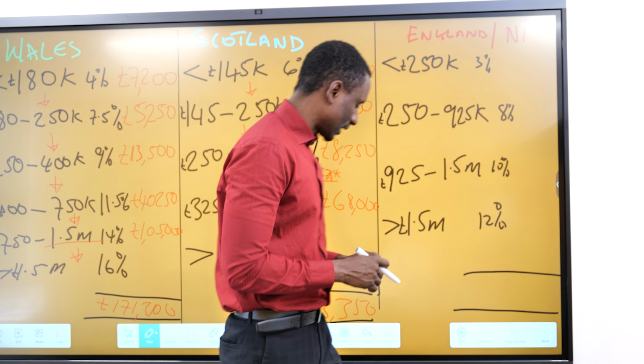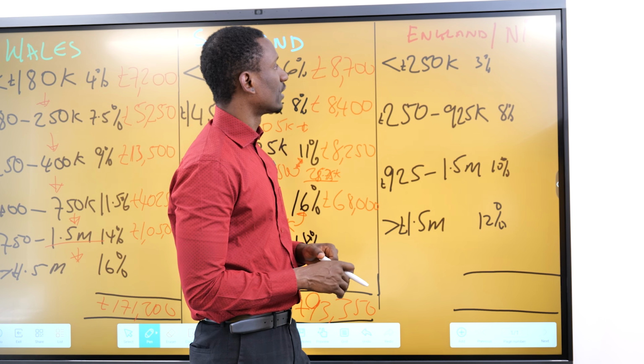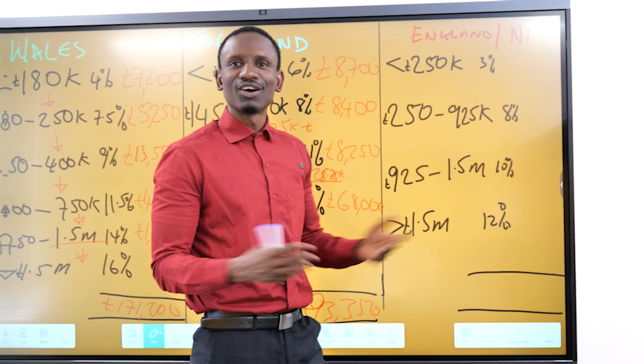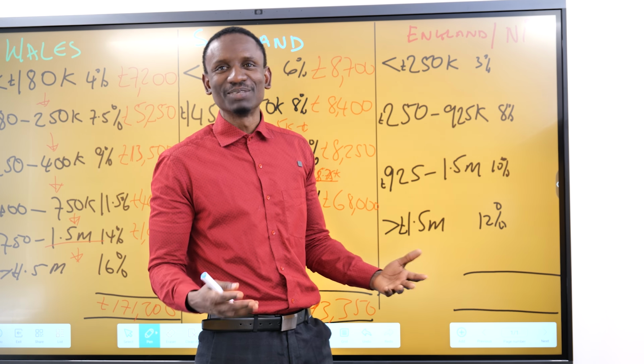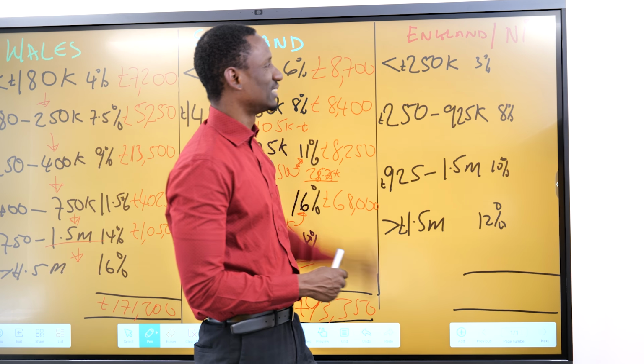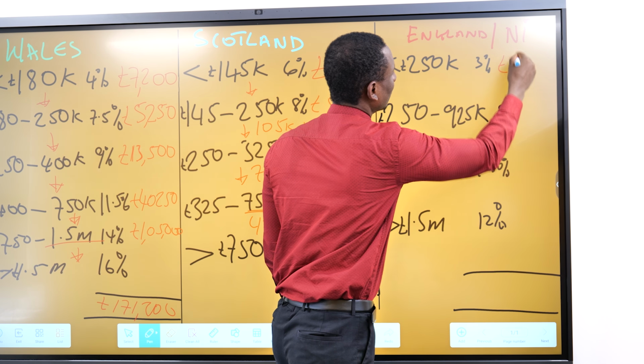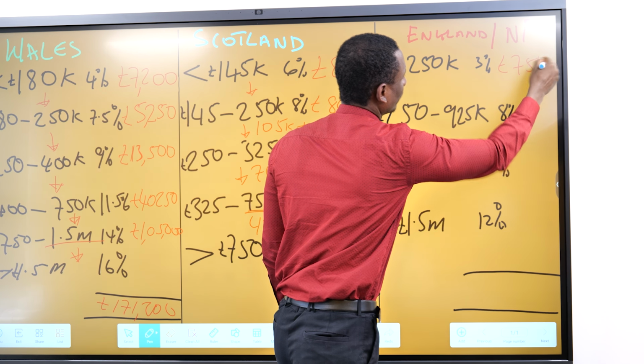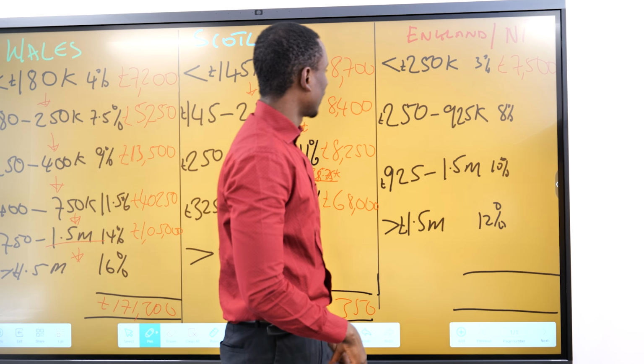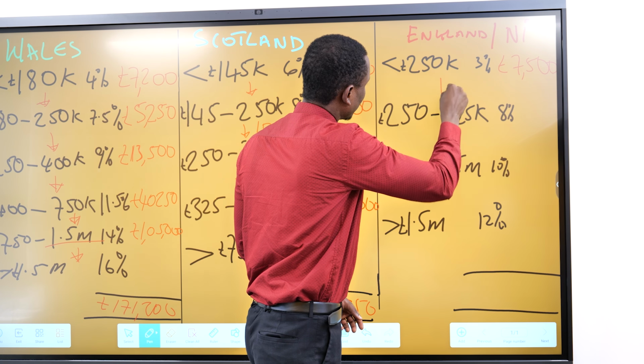Any property that is less than £250,000, the government would happily ask you to pay 3% of the £250,000. That would have been £7,500. Okay, now moving on again.